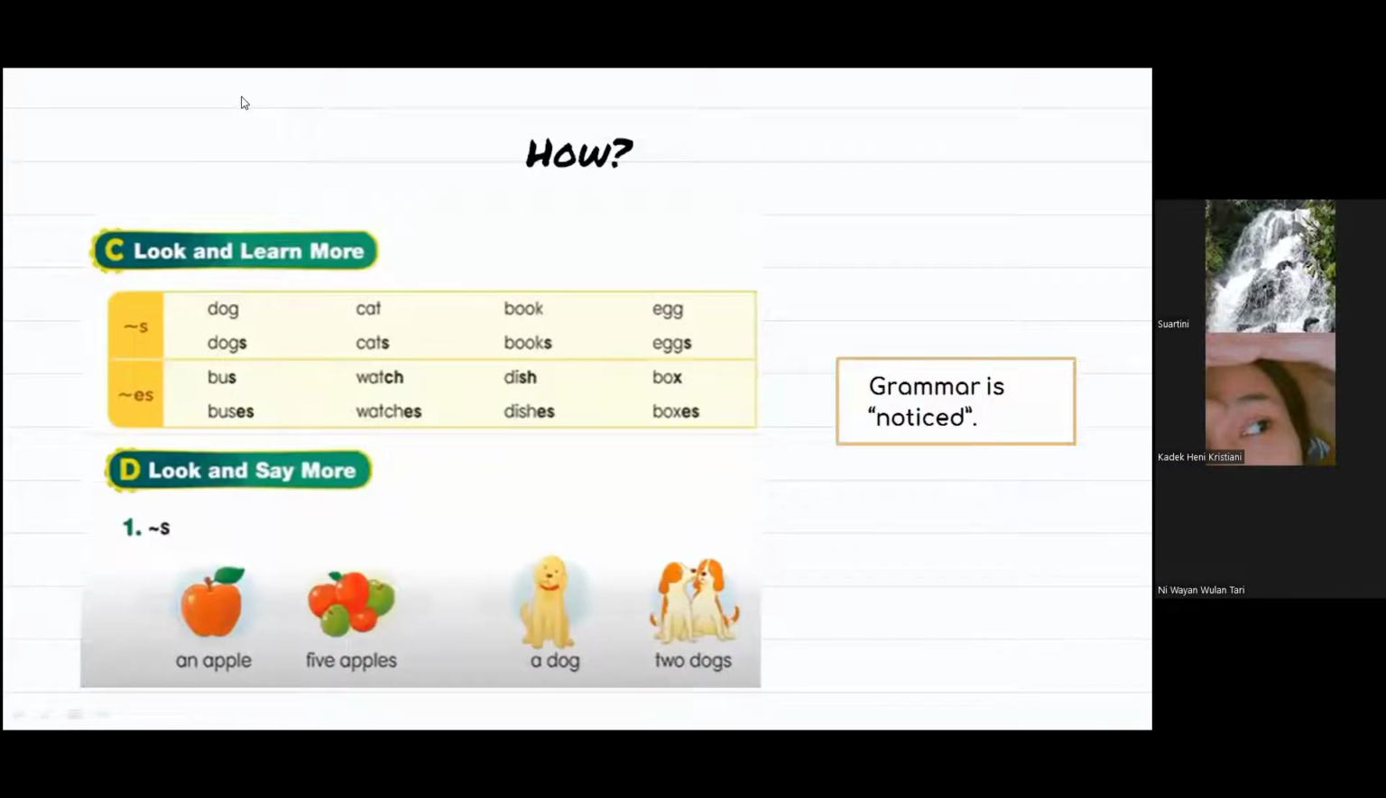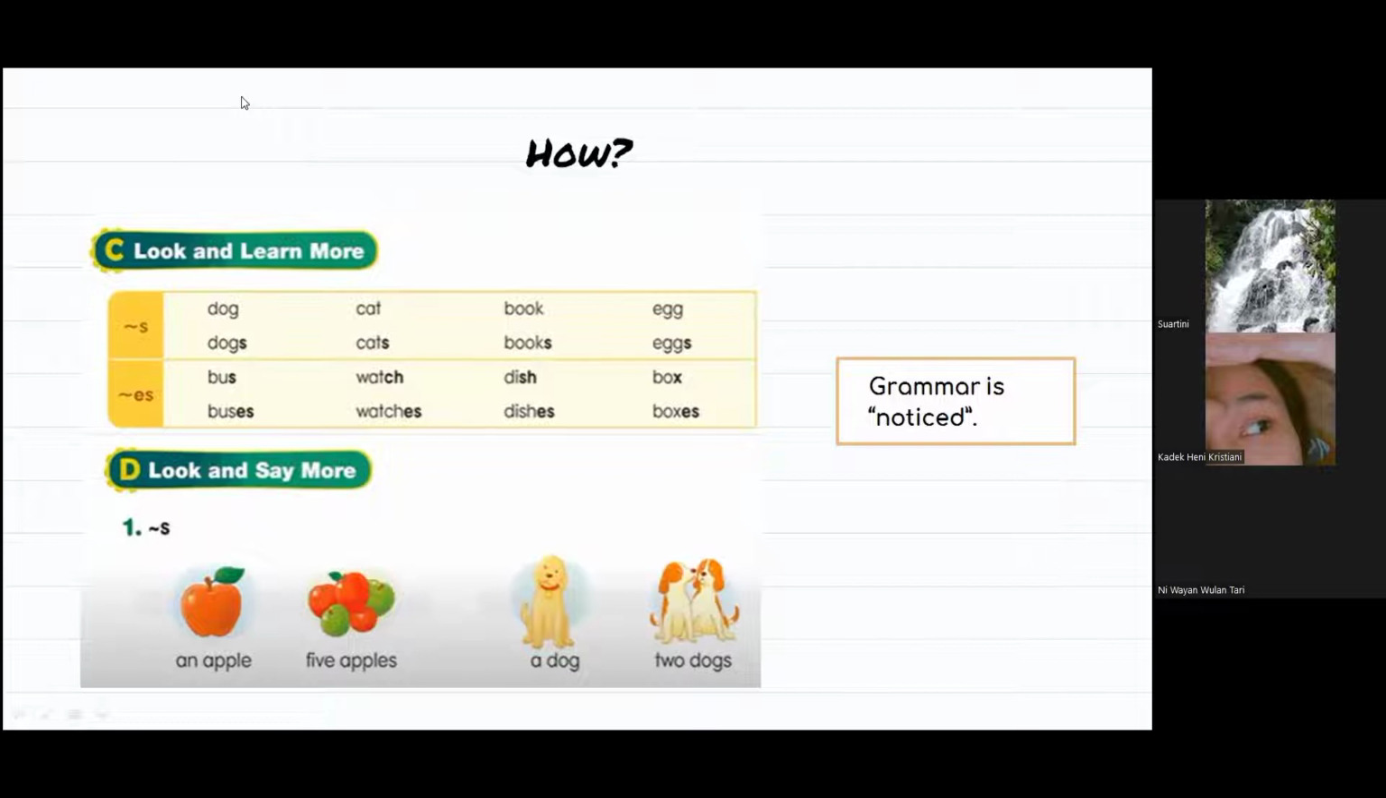Jadi bagaimana cara kita agar mereka lebih bisa memahami grammar dengan bahasa yang sederhana. Jadi for remember, grammar is notice. Misalkan di sini ada dog, untuk pluralnya jadi dogs, cat cats, book books, egg eggs. Jadi bagaimana cara kita menjelaskan kedua kata ini karena that's different. Karena dua kata ini memiliki makna yang berbeda, namun terdengar mirip seperti itu.